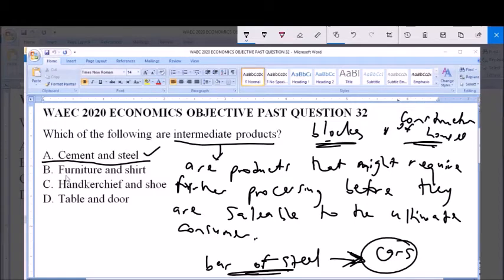The other options, look at B, furniture and shirts, do not require further processing before they are sold. You buy a shirt the way it is and you use it that way. Likewise, furniture, you buy chairs, tables the way they are and use them the way they are. Handkerchief and shoes as well, and also tables and doors. So as we have rightly explained, cement and steel are intermediate products.